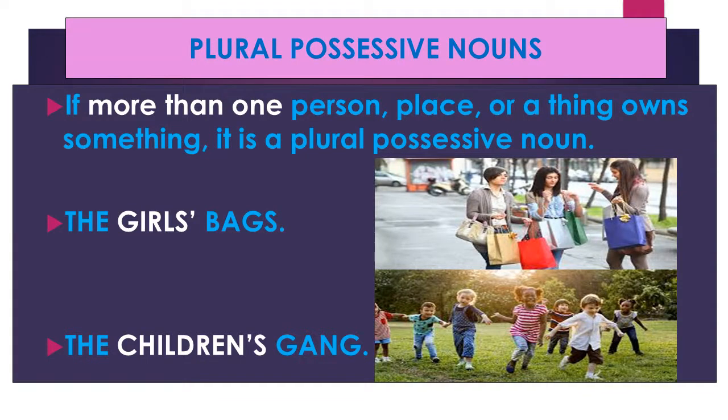The next kind is plural possessive nouns. What are plural possessive nouns? As we have already learned, singular means one and plural means more than one. If more than one person, more than one place or more than one thing owns something, it is a plural possessive noun. Here you can see not one girl but many girls, 3 girls. In the next picture you can see not one child but many children. So we can say the girls' bags and the children's gang.